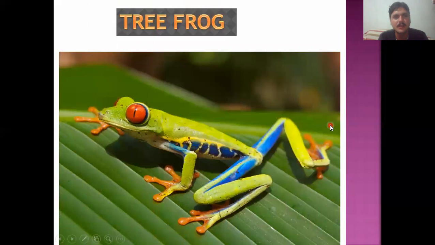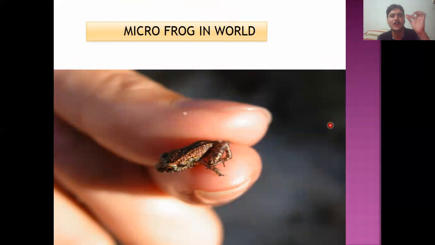So this is a tree frog, very beautiful, very attractive, colorful frog. And micro frog, what do you say about micro frog? Micro frog is smaller than your two fingers. So this is the pattern, this is the kind of frogs and toads that are present in this order Anura.